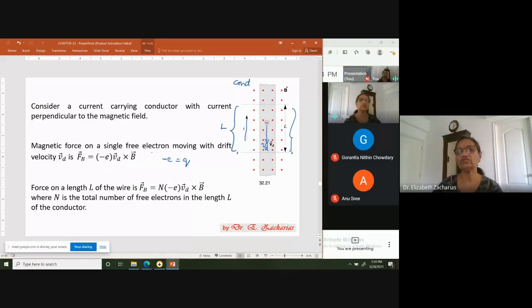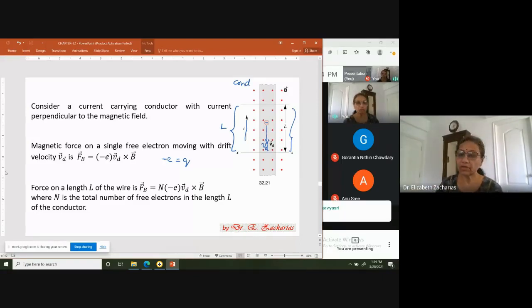You can just use your right hand rule. Vd cross B, if you do it, you're going to see that there is a force on this electron, and that force is given by minus e into Vd cross B. The force is going to be to the right.